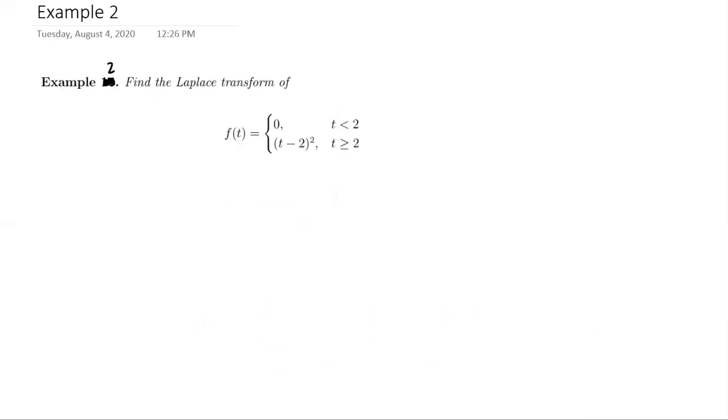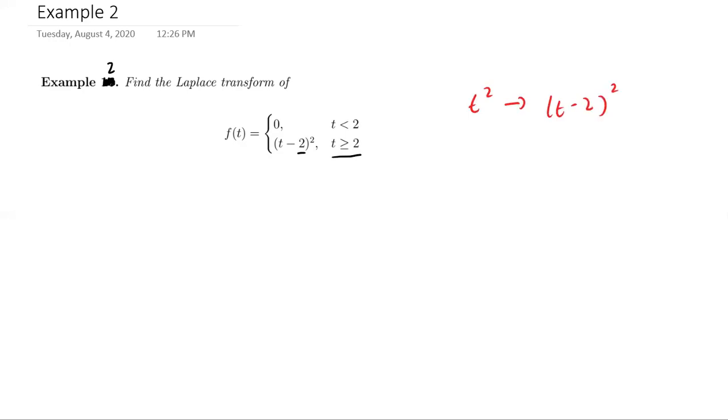Now let's see an example. Let's find the Laplace transform of f of t, where f of t is given by 0 for t less than 2, and t minus 2 squared for t greater than or equal to 2. Notice that this function has the right form, because it's being switched on at t equals 2, and that matches the shift we're applying to the function. Think of it as working with the function t squared, and shifting it 2 units to the right.